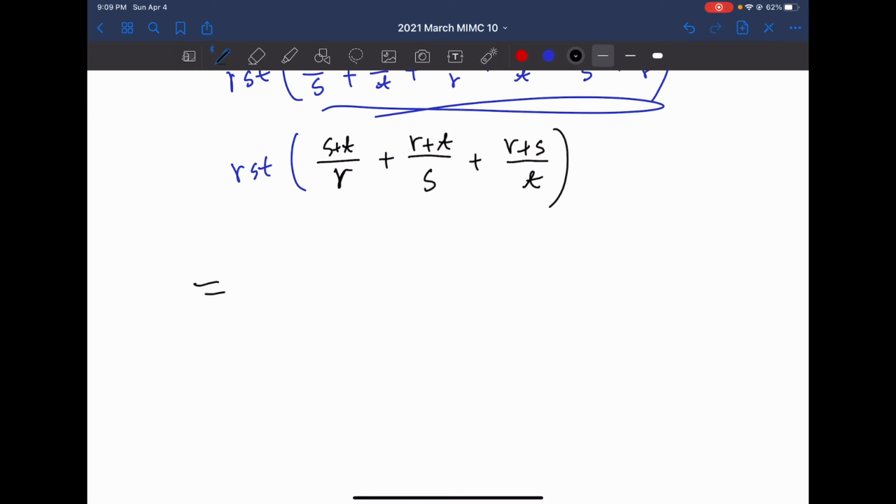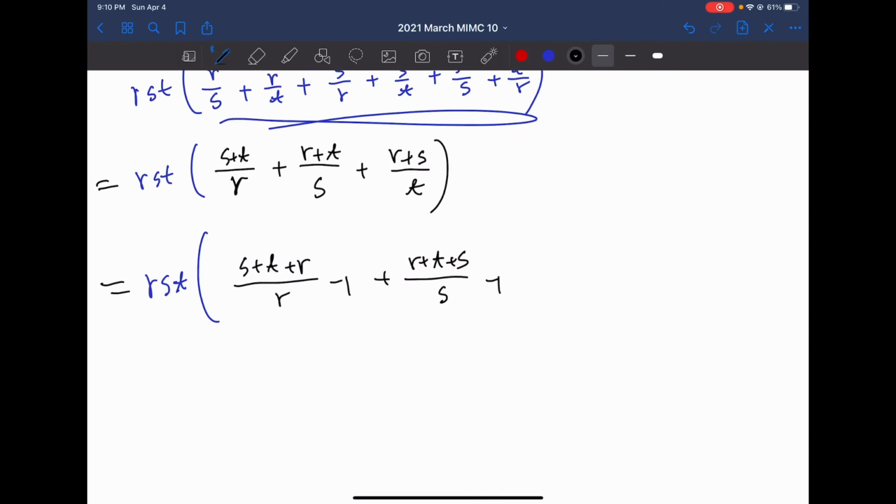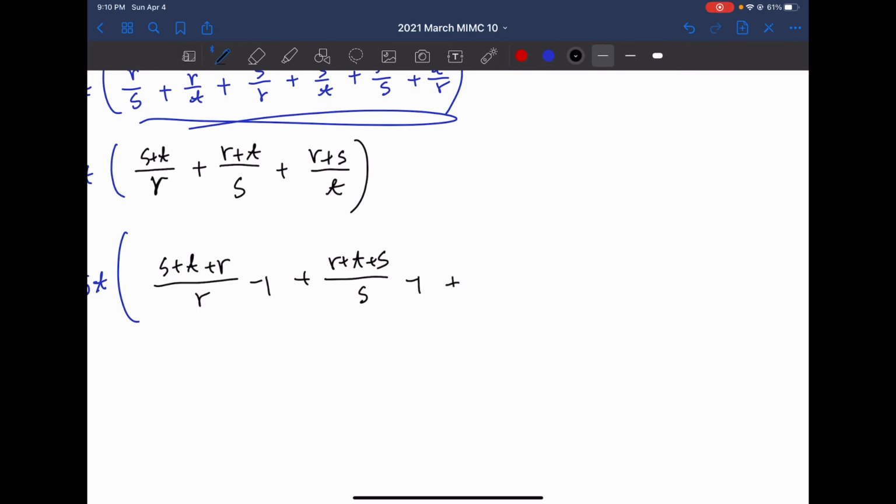First of all, we can add a 1 to every single term in it. Therefore, we can try to make it like this. So add 1: (s plus t plus r) over r minus 1 plus (r plus t plus s) over s minus 1, because r over r, s over s, and t over t are 1s. So plus (r plus t plus s) over t minus 1.